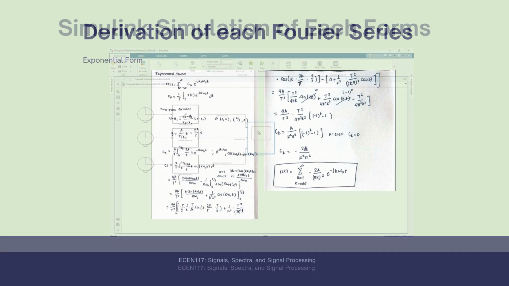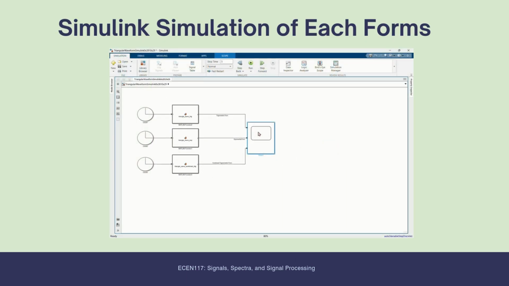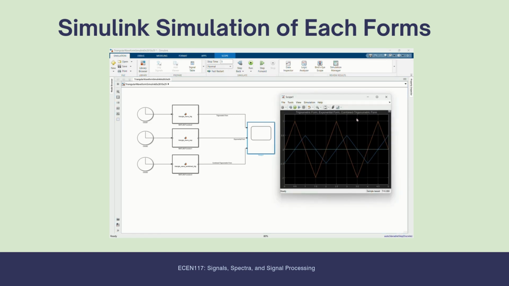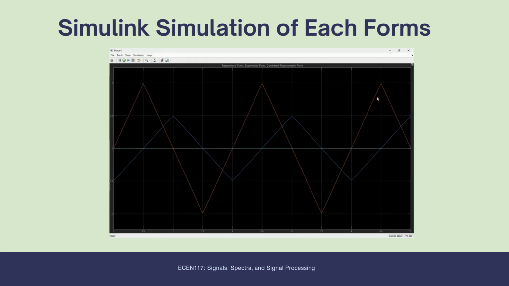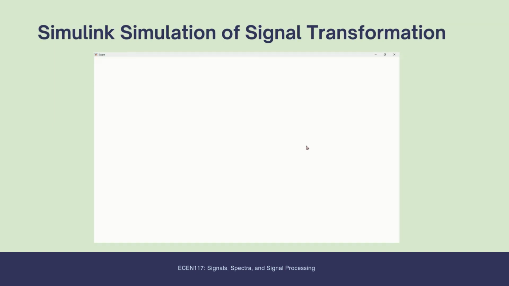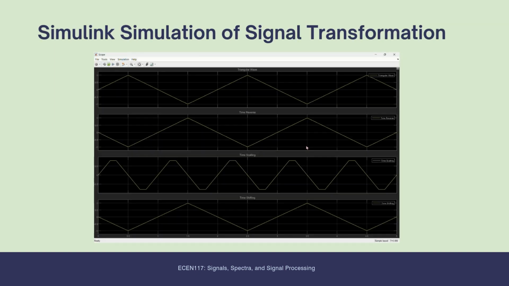To validate the mathematical expressions, Simulink simulations were created for each Fourier series form. These simulations show that despite the different mathematical representations, all 3 forms generate the same triangular waveform in the time domain. This slide demonstrates signal transformations applied to the triangular waveform using Simulink.